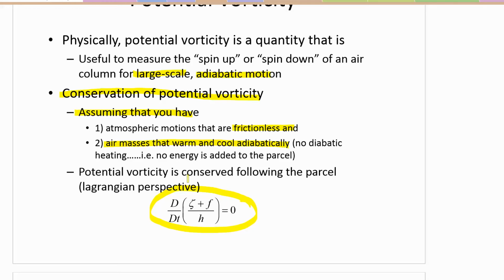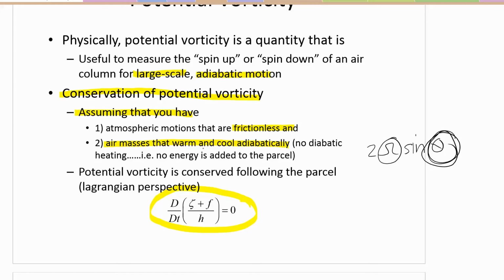And your Coriolis, the f parameter, 2 omega sine theta, is simply a function of theta, because the rotational rate of the Earth is constant. So the only thing that would cause Coriolis to vary is your latitude.